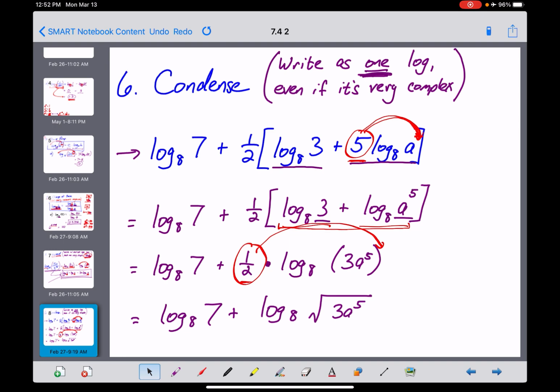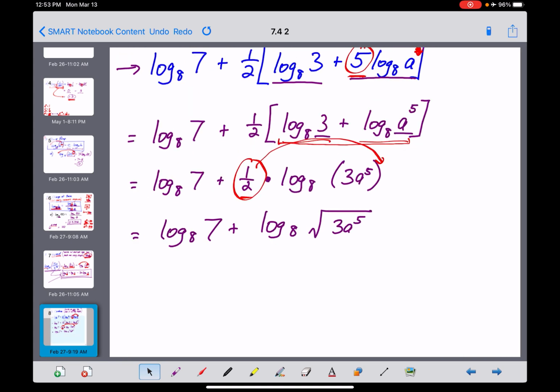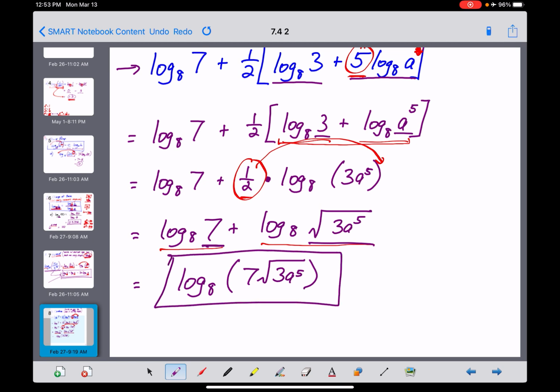And now, guys, we are just about done with this one right here. Give myself a little more room there. Okay, gotcha. We've got a log base 8 of 7 on the left, plus a log base 8 of that square root on the right. We can now use the product property and put those 2 together into a single logarithm. The log base 8 of the product of 7 times the square root of 3a to the 5th. And there is nothing else we can do to clean that expression up, guys, so that is our answer to this last problem here.